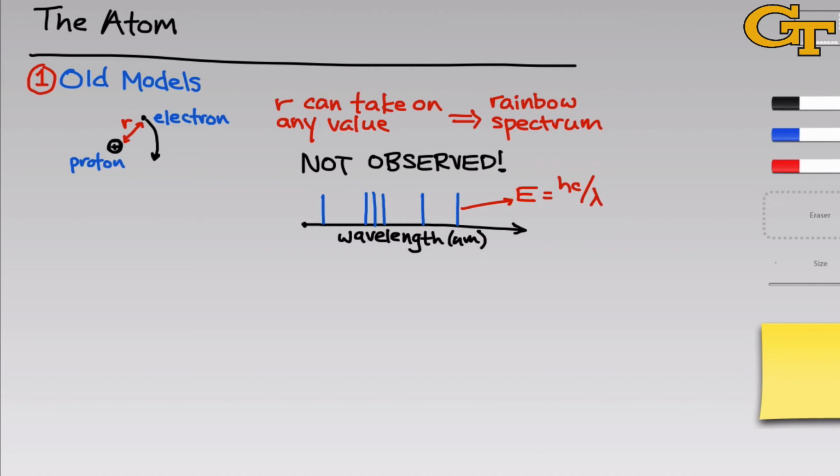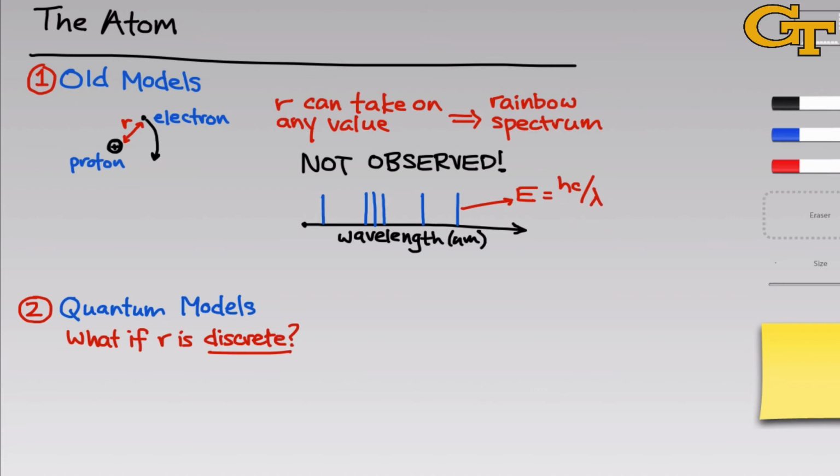So this seems a little bit strange. Instead of r being able to take on any old value, it appears that r can only assume very specific values. The electron only seems to be able to occupy particular distances from the nucleus. Some new models of the atom were needed to explain this, and the first one that really took hold, which was developed by Bohr, used this idea that r cannot be continuous. It can only take on discrete values.